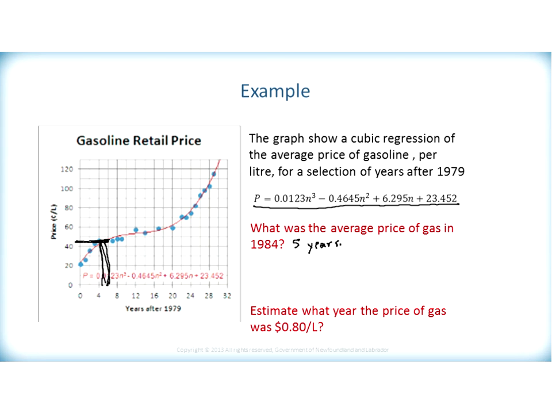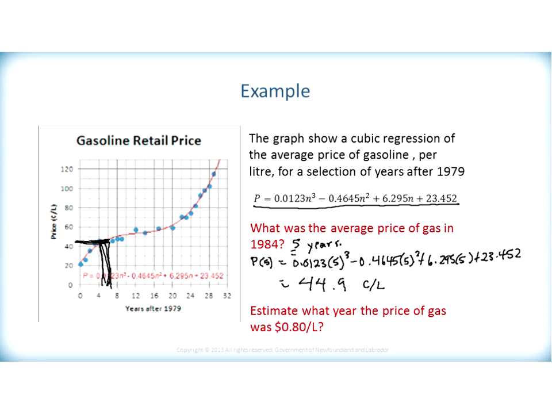We could also take this 5 and use the equation. So we have P of 5 would be equal to 0.0123 times 5 cubed, subtract, n is 5. So we can use the equation to answer this question. And this would give us 44.9 cents per liter, which we know is about right since we estimated using the graph what it would be.